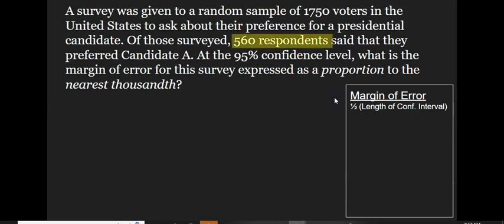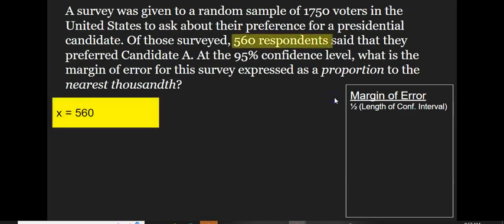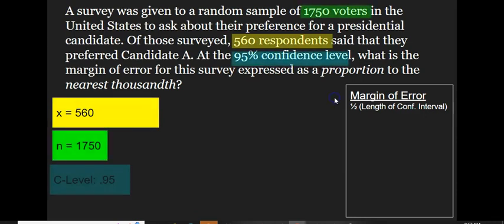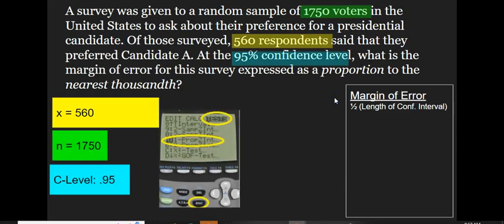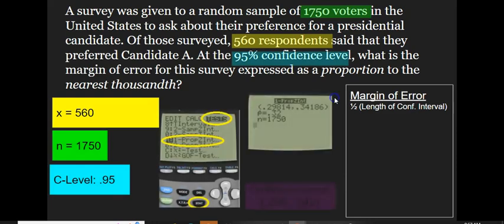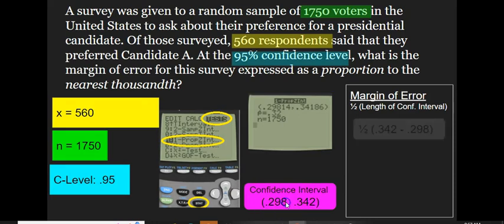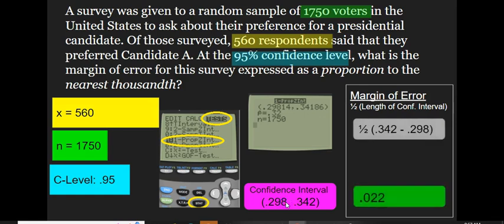All right, I still have out of a total, so this would be stat test A. Once I get my confidence interval, I subtract 0.342 minus 0.298 and divide by 2. And that will give me my margin of error. It is half the length of the confidence interval.